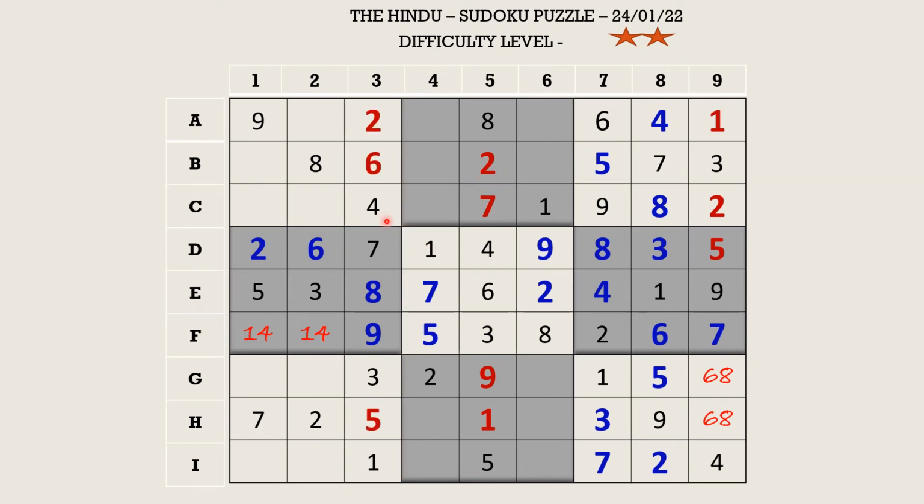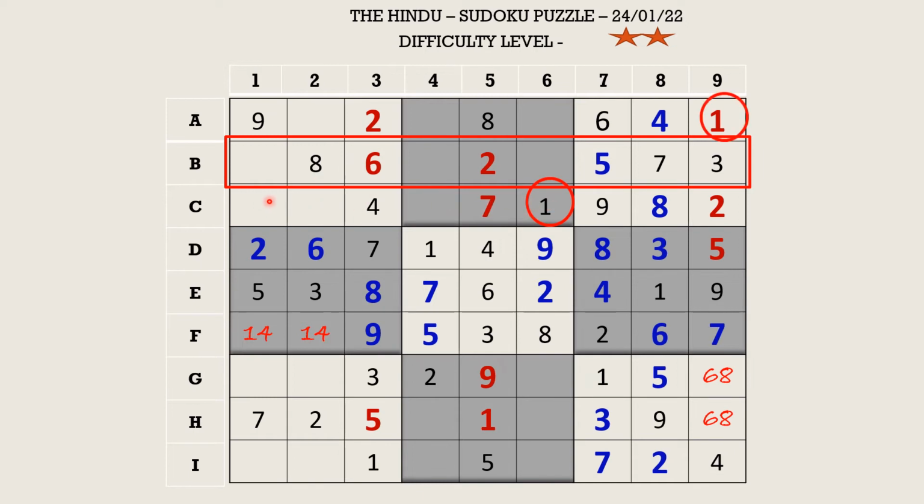Let's try to fill row B. The missing numbers are 1, 4 and 9. There is a 1 in C row blocking these 2 cells and a 1 in A row which blocks this cell. So B1 takes 1 and the remaining numbers are 4 and 9. There is a 9 blocking here, so B4 takes 9 and B6 takes 4.